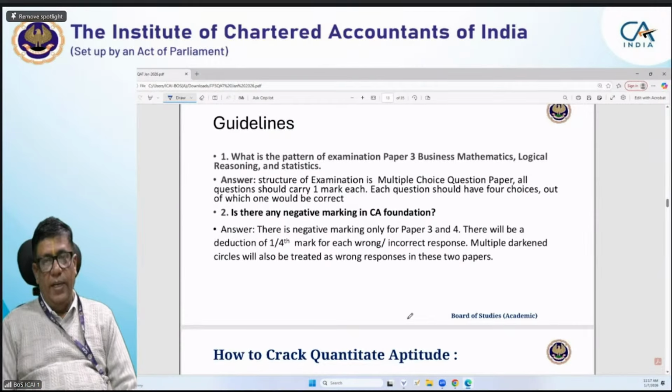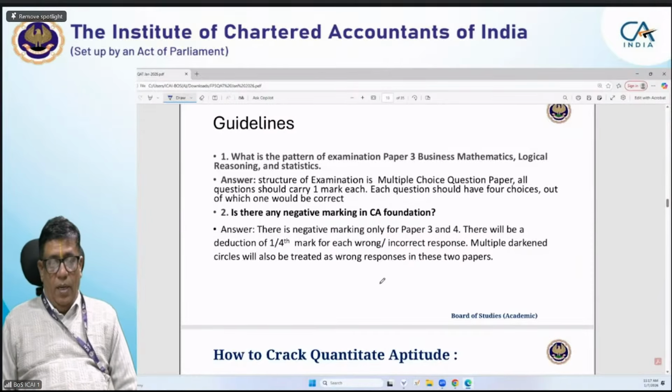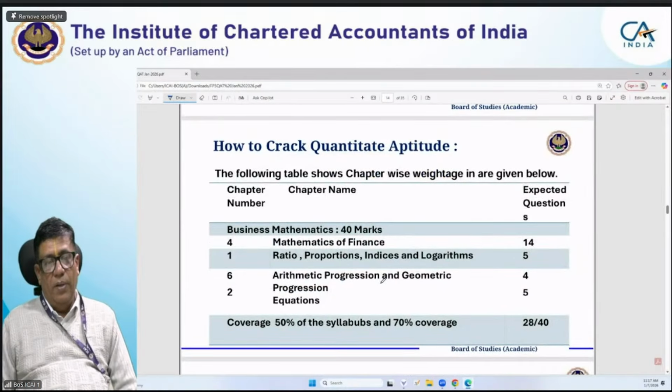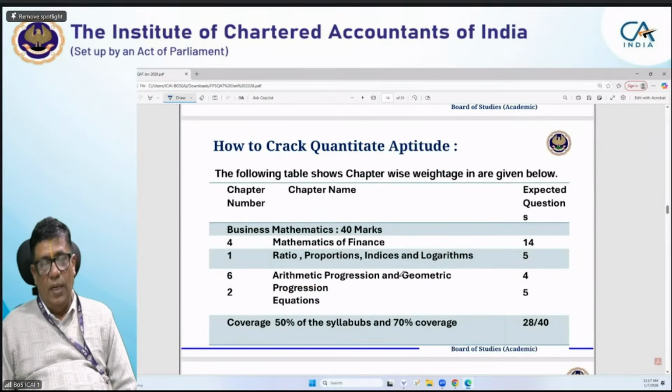Is there any negative marking? Yes, for every wrong answer, 1/4 of the mark will be deducted. You should darken the circle on the paper with an HB pencil, with a black darkening. And now coming to the expected number of questions chapter wise, that will be discussed here.